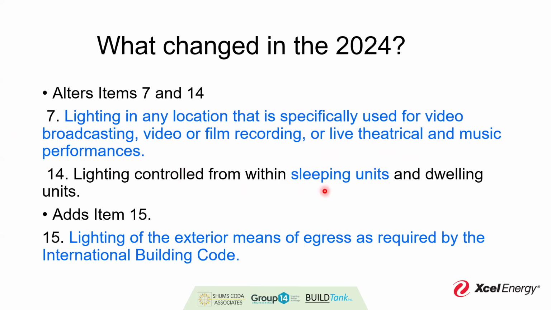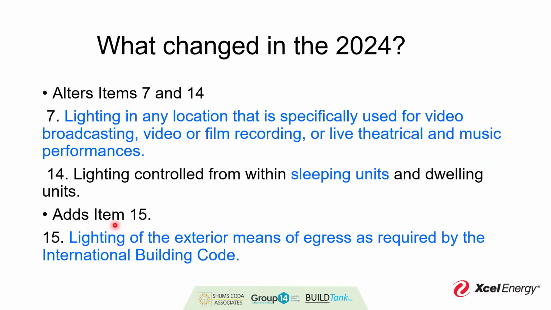In item number 14, we also get some clarification that it's a light controlled from within sleeping units and dwelling units. So that can be things like a porch light, for instance, right? If we're talking about a ground level apartment or things like that, where that might be directly adjacent to somebody's bedroom or something like that. So we've got a couple of places here that are hopefully answering some of those questions about the practicality of enforcement when it comes to this particular item and how easy that is to do.